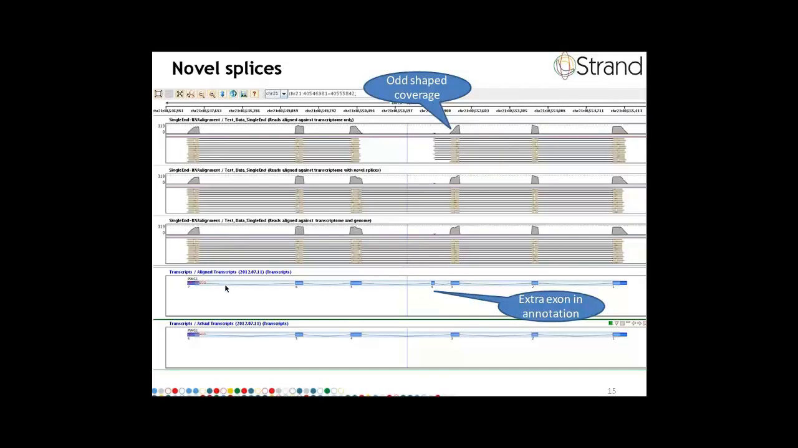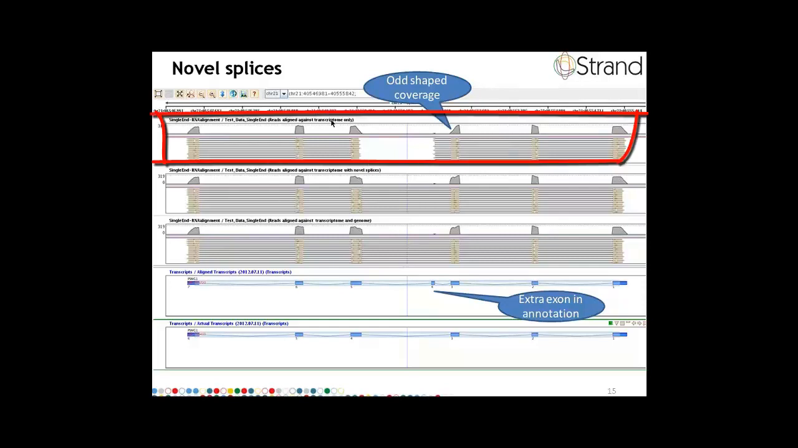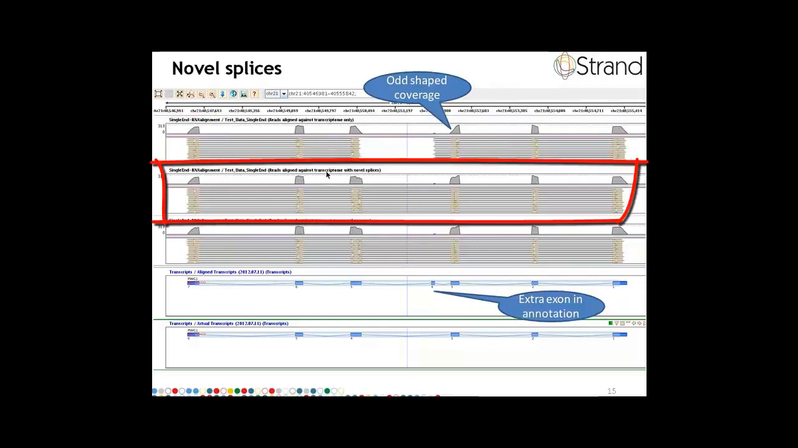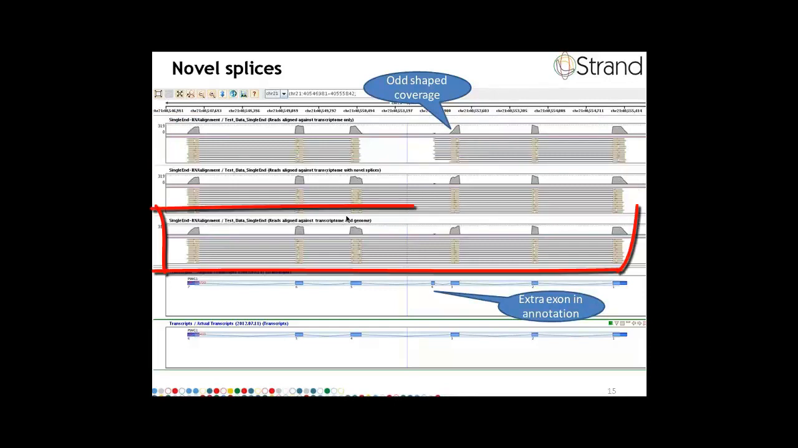We have carried out alignment in 3 different manners. We have carried out alignment against just the transcriptome. We have carried out alignment against the transcriptome with the novel splices option on, and we also carried out alignment against the transcriptome and the genome.